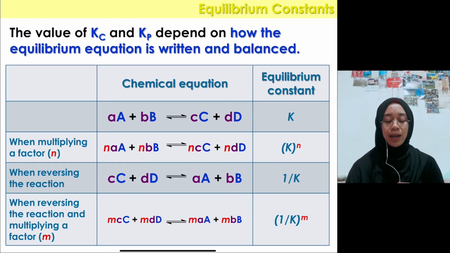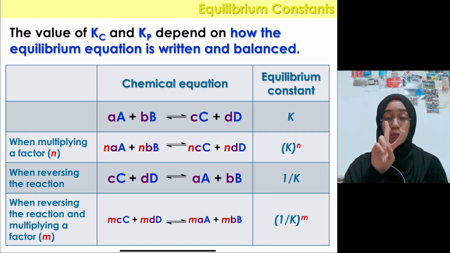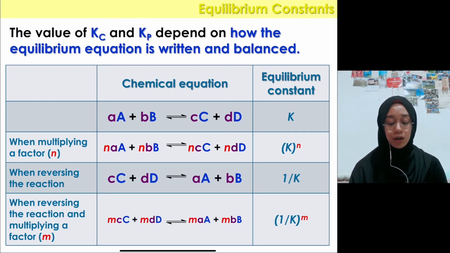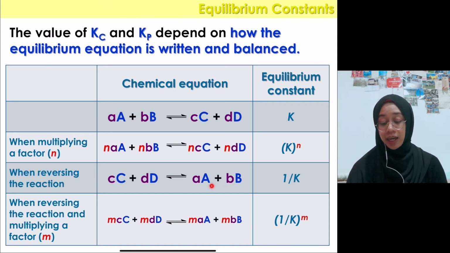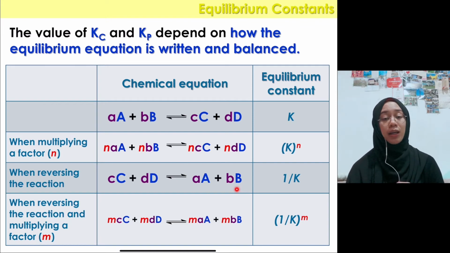Okay, but then let's say daripada initial equation yang kamu buat tadi, yang A plus B menghasilkan C plus D, what if you flip the equation? Okay, kamu reversekan equation tu, terbalikkan. Whereby now, kamu akan ada C dengan D dekat bahagian reactant, and A dengan B yang dekat bahagian kita punya product. So, adakah K akan berubah? Yes. Again, sekali lagi, K akan berubah. Okay. So, apa yang kamu buat sekarang adalah ambil value K tu tadi. Okay. So, kamu buat initial, yang initial atas ni.